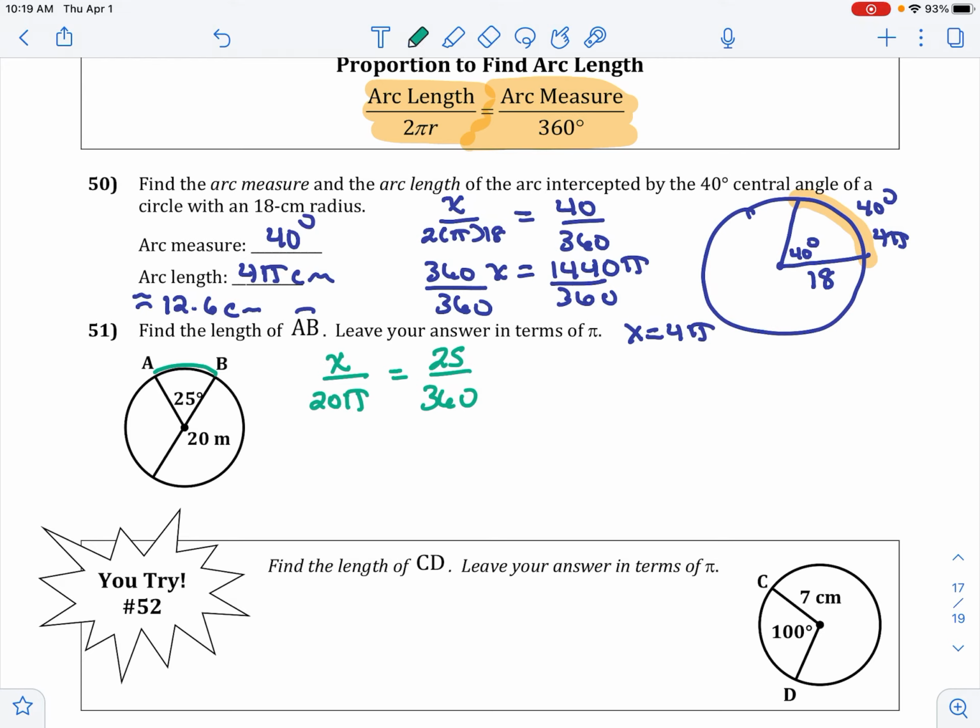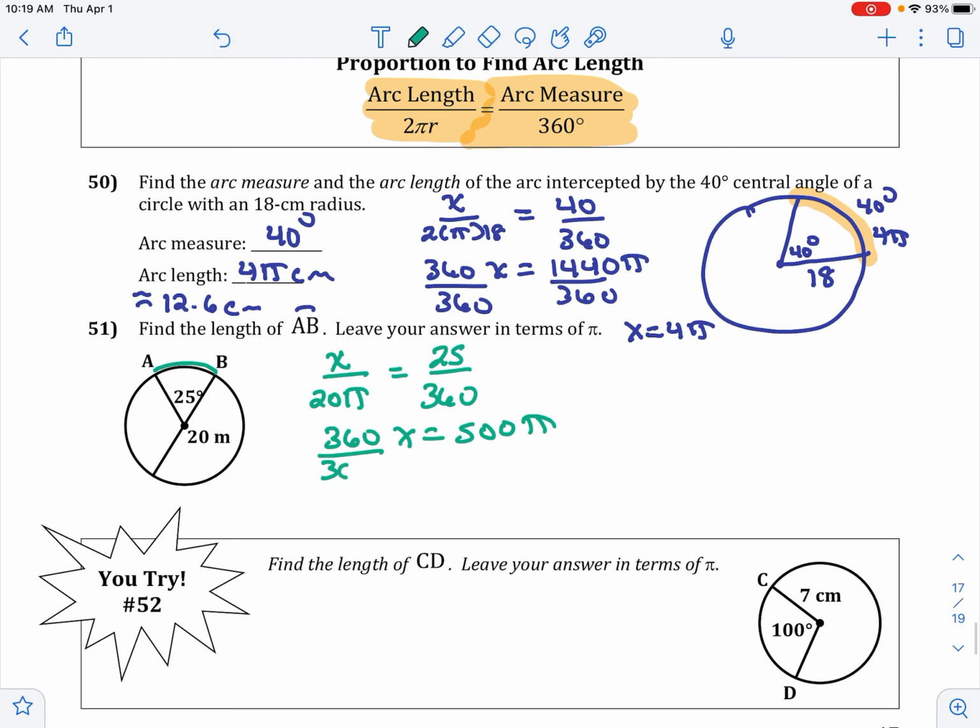Oops, I'm sorry. I made a little mistake here. Let me start over. 360x equals 500 pi. There we go. Now we'll divide by 360. Okay. And so for this, 500 is not going to divide exactly by 360.